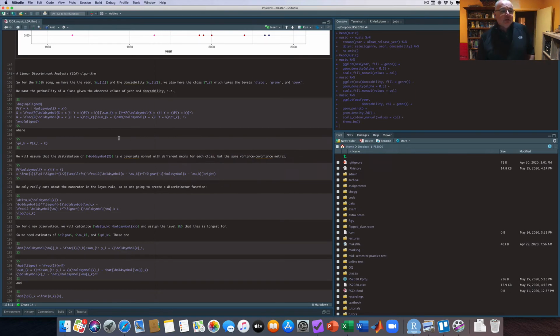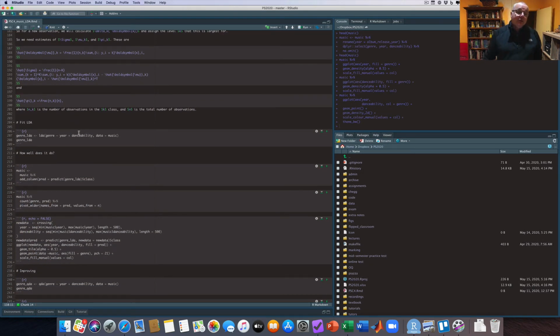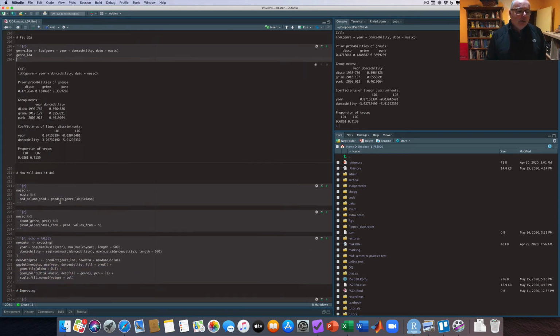Let's go and actually look at how we do that. So now, well, we could do that by hand. I'm not going to do it. I'm going to use the LDA, which is the linear discriminant analysis function. Our genre is what we're trying to predict, and we've got two predictors, year and danceability, and our data's here. So we run this, and we get our output. You can see that it has your pi's here, it has your means. The sigma's not as obvious to get out, but how well is this?